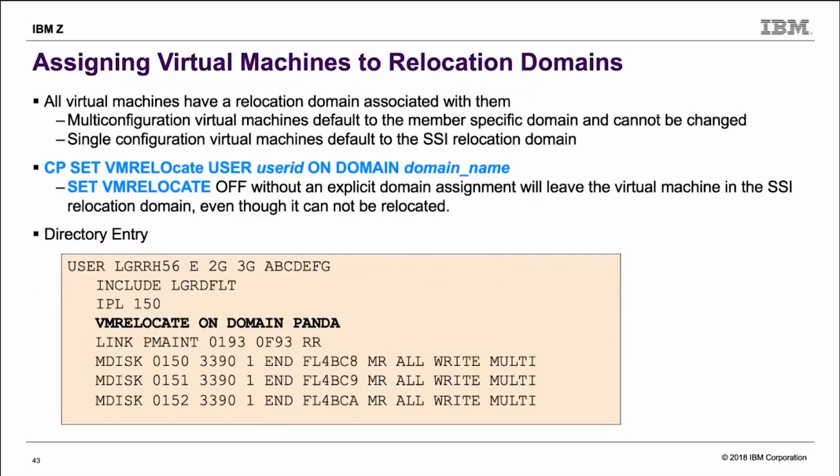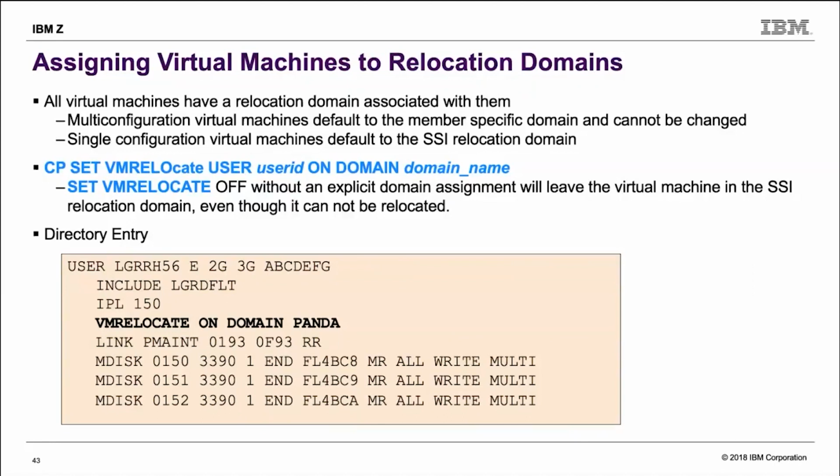But for single config users, our standard users that are running the important workload, they'll by default get assigned to the SSI domain, so that by default you can relocate freely wherever you want to go in the cluster. But you can change that assignment with the CP SET VM RELOCATE USER command. And if you do a SET VM RELOCATE OFF, then that would mean that this particular user cannot be relocated, is not eligible for relocation, right? And in that case, we'd still assign him to a domain, to the SSI domain, but we would just leave him there, right? He wouldn't be able to actually relocate to any other member.